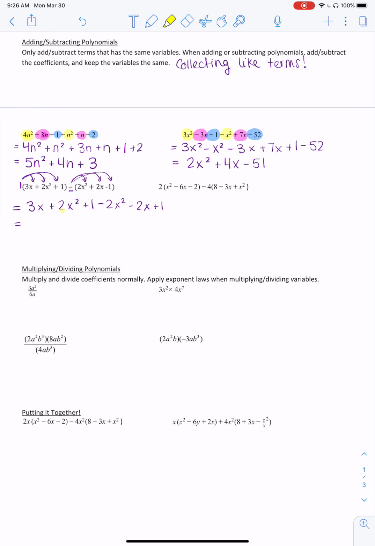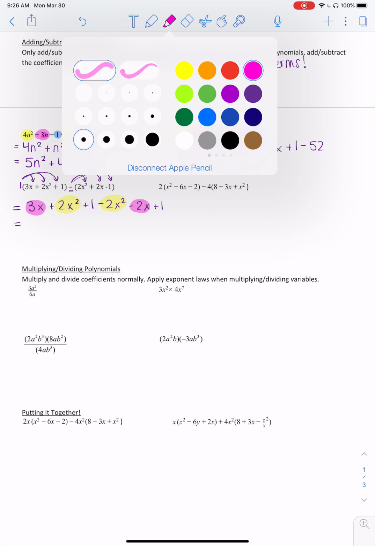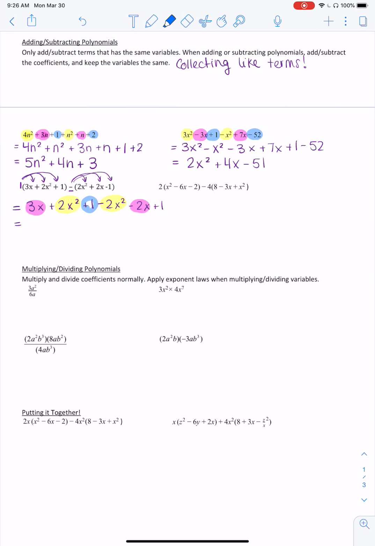So I'm going to start by identifying all my x squareds, identifying all my x's, and finally all my constants. And now I'm going to rewrite them in order. You don't have to do this step if you don't need to, but it does help people visualize what's going on.